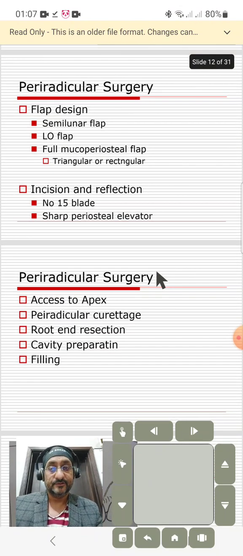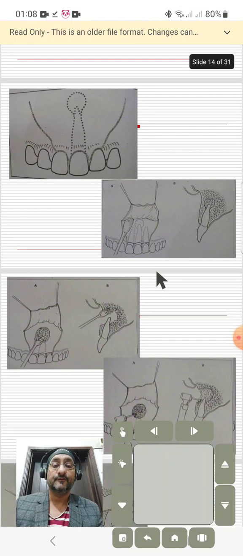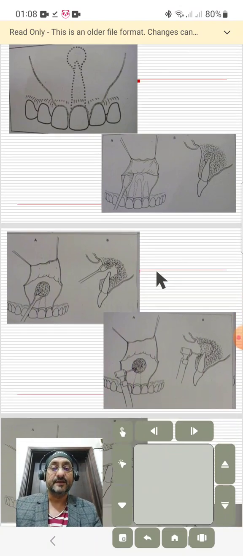So start with the flap design, then the incision, then the periapical surgery. You're supposed to access the apex, do the periapical curettage, the root resection, the cavity preparation, and the filling. So first of all, let's make an outline. We're supposed to perform surgery, then access the area of apicectomy.